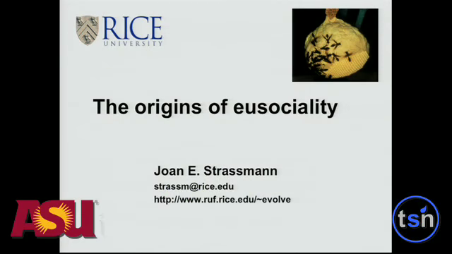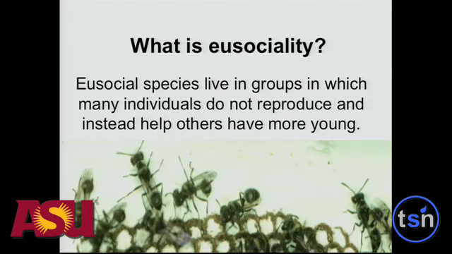Maybe one of the most interesting origins for sociality is something that we see in the social insects, and I'm going to focus particularly on eusociality. I realize this is quite a diverse crowd, so forgive me if this seems too simple. First of all, what is eusociality? This is not the textbook definition, it's the working definition. It's simply species that live in groups in which many individuals do not reproduce and instead help others to have more young. So we are not a eusocial species.